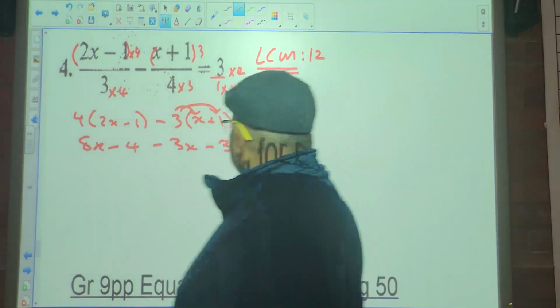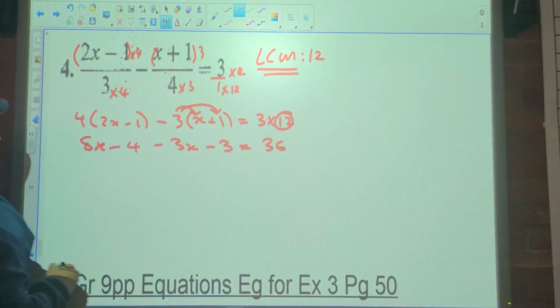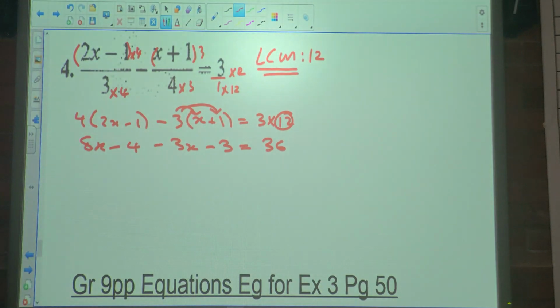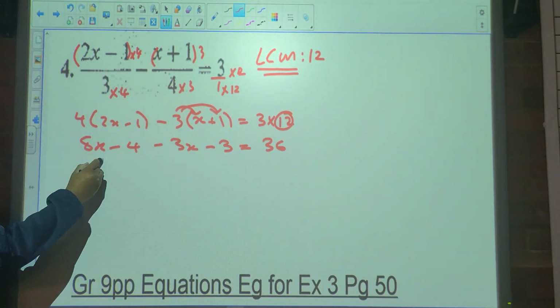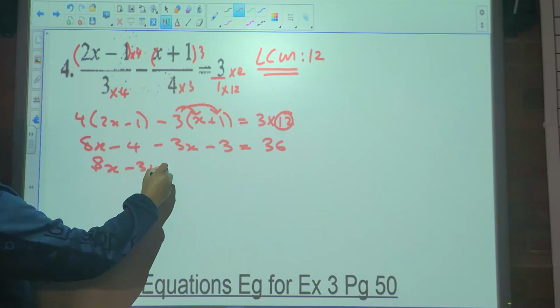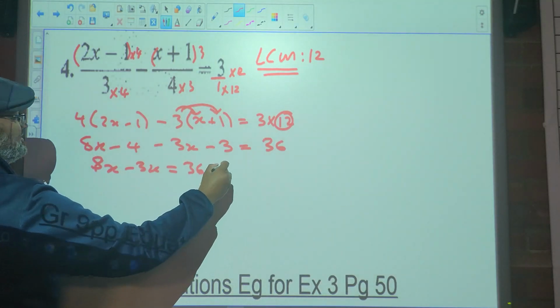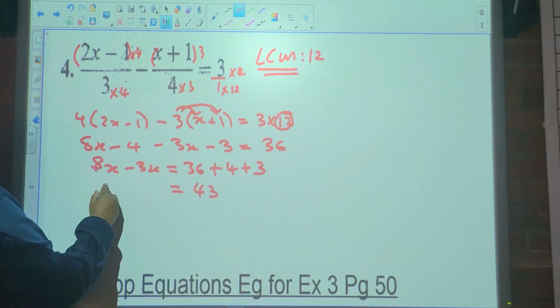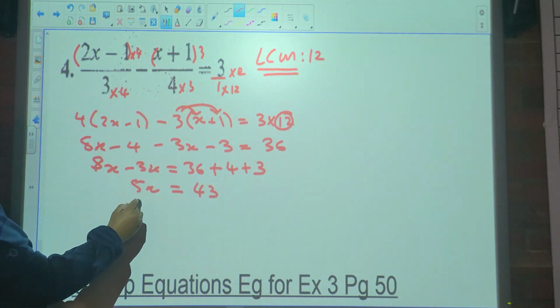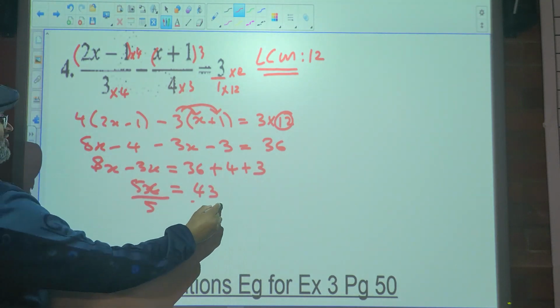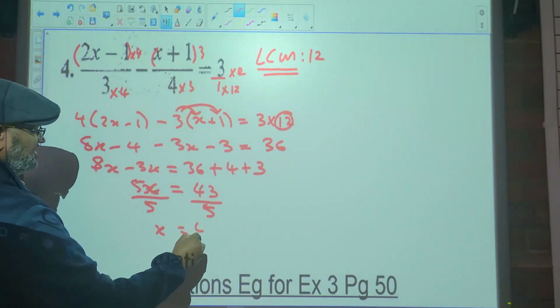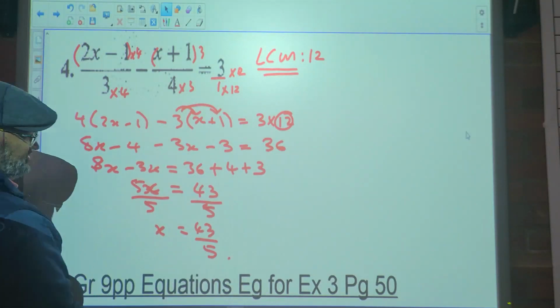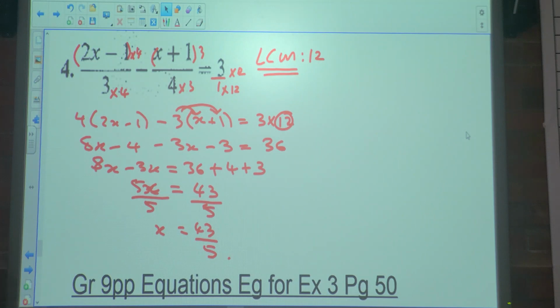That's right. So what do we get, people? 36. What do we do now? X is one side, numbers the other side. So it's going to be 8x minus 3x equal to 36 plus 4 plus 3. It's going to be 43 and it's going to be 5x. How do I get x on its own? Over 5. So x is 43 over 5. Right. Any confusion here? Not yet.